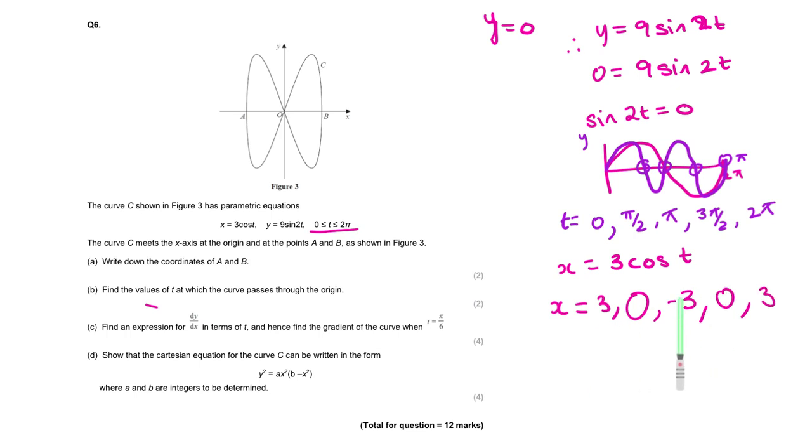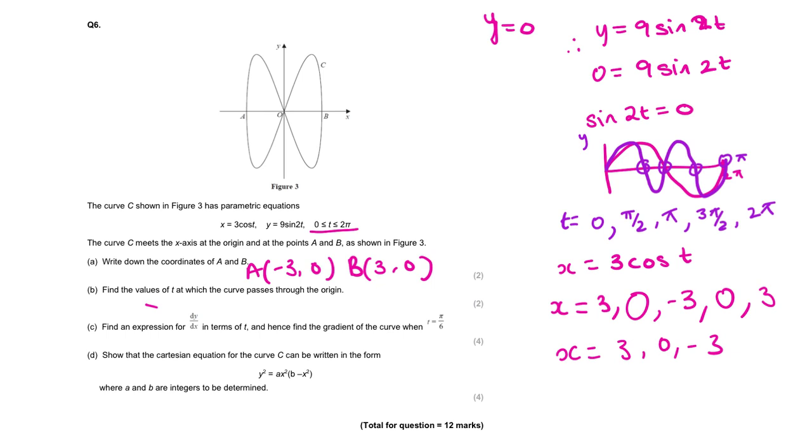You can see here, even though 0 is repeated, it doesn't matter. x is 3, 0, minus 3. So my coordinates of A, on the negative side, are minus 3, 0. And my coordinates of B are 3, 0. The origin was also passed through at 0, 0. Really nice and easy.